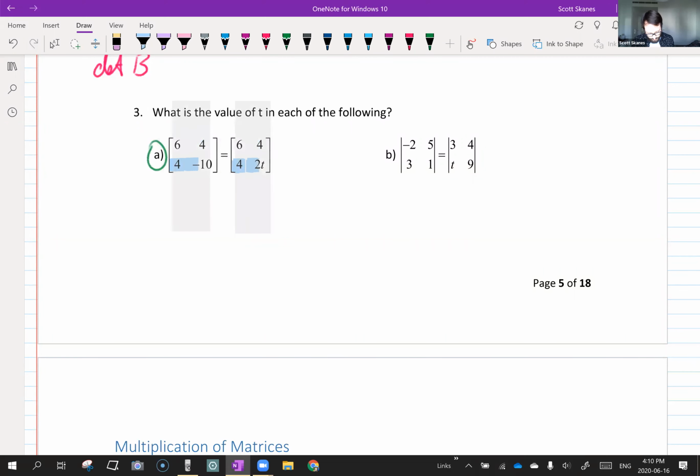4 is equal to 4. But look at this. Ooh, negative 10 is equal to 2t. That we can use. So if these matrices are equal, we can immediately jump to that answer. We know that negative 10 equals 2t. You can easily solve for t. I'm not sure how you get negative 5 and 3. Where did 3 come from? Divide both sides by 2.